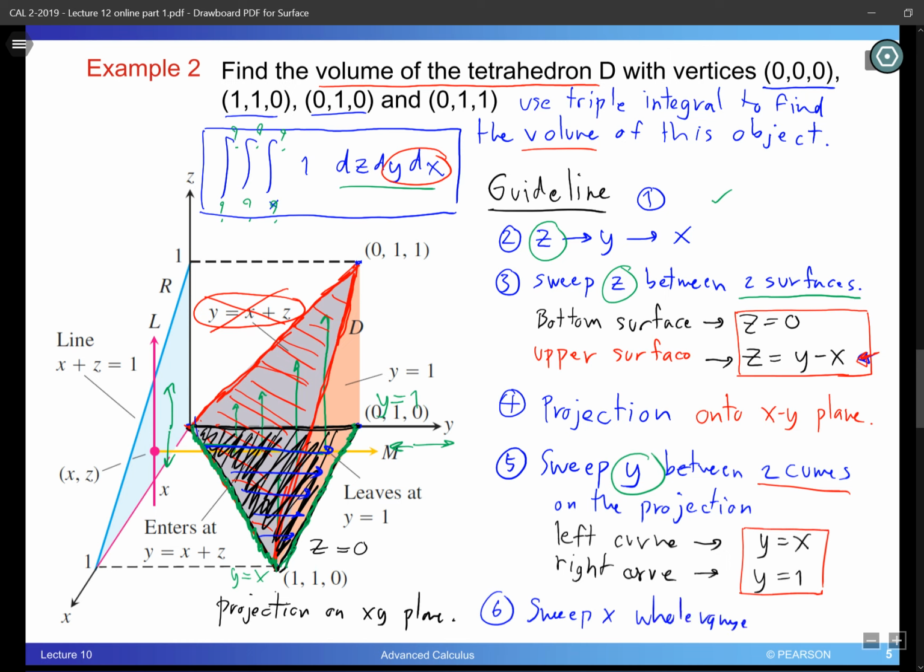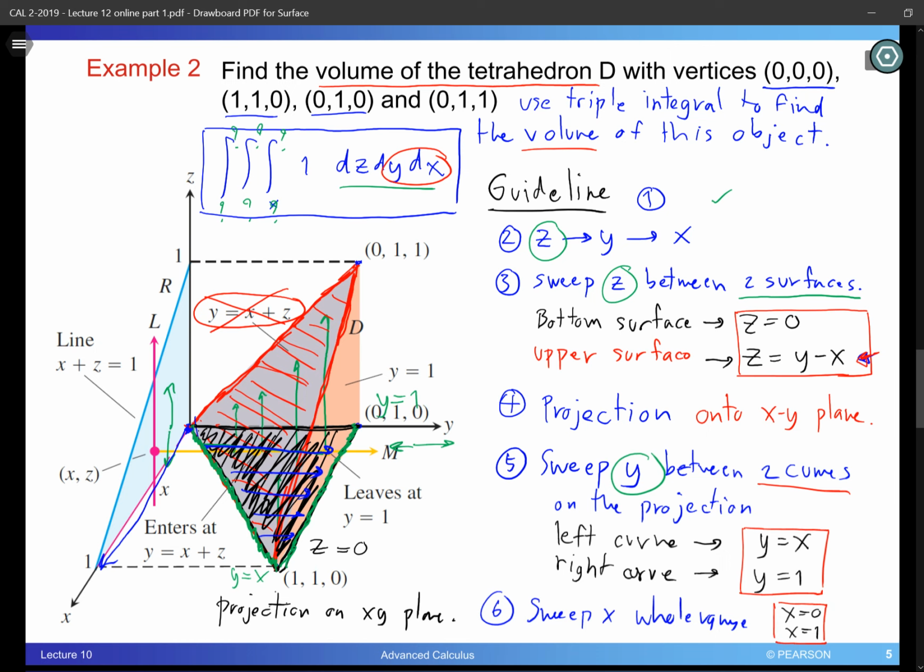As you can see here, take a look at the projection. The range of x starts from x equal to 0 and sweeps to x equal to 1. Alright, so x equal to 0 and x equal to 1. Okay, I tried my best to illustrate this on the diagram, but I know it's quite messy. Try to take your time with this.